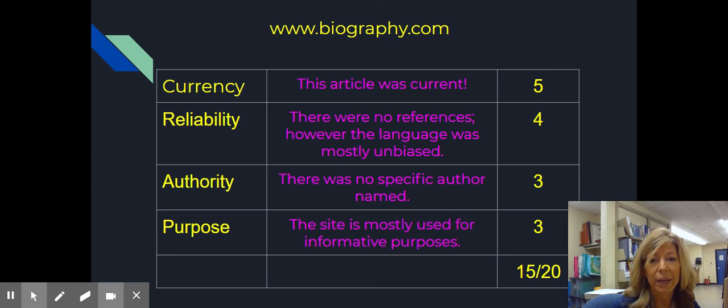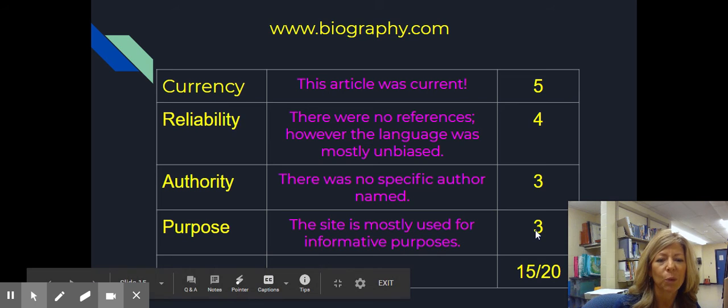In terms of my rating for biography.com, this particular article was current. I gave it a 5. In terms of reliability, there were no references. However, the language was mostly unbiased, and they did give us some generic reference information. In terms of authority, there was no specific author named. However, they did list editors. And purpose, the site is mostly used for informative purposes, and there were a lot of ads. So I gave it a 15 out of 20.